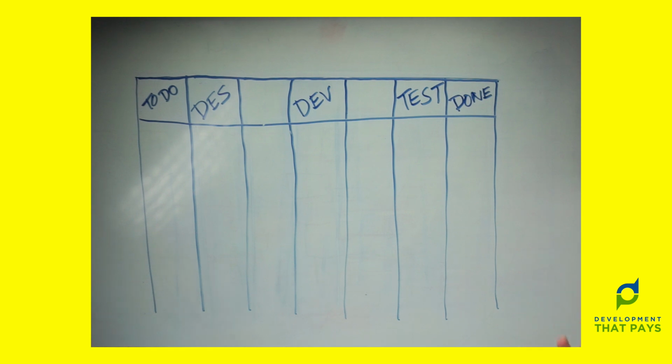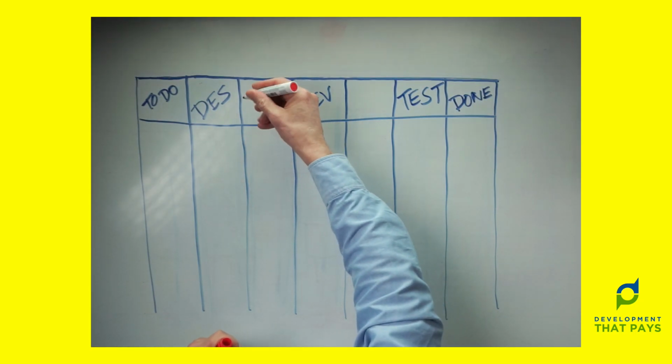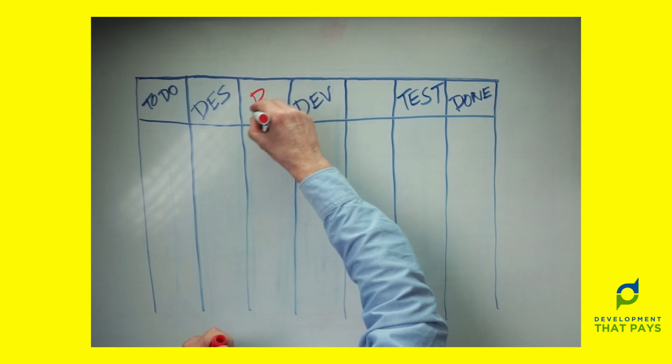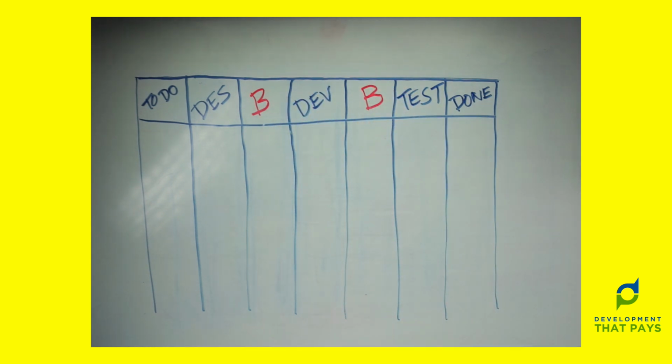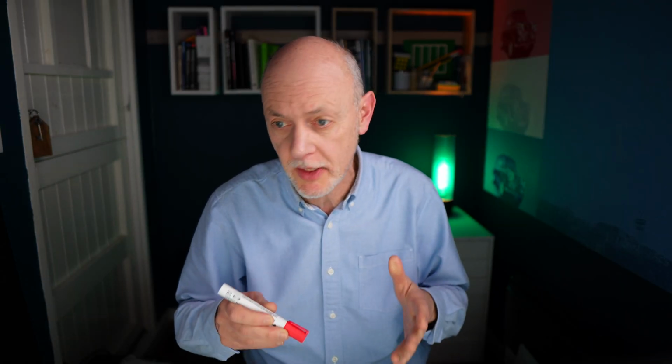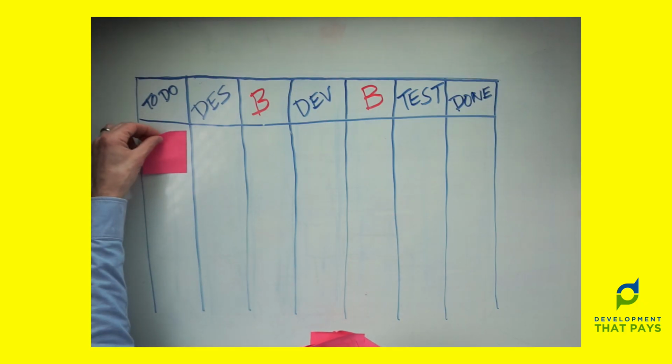So I've introduced two new columns, which I hope are going to sort out the fairness issue. Both of the columns I added are buffer columns. Let's just indicate that with a B. A buffer column is a column where no work gets done. This is where work sits waiting to be picked up by the next stage. So let's see if we really have solved the fairness problem.